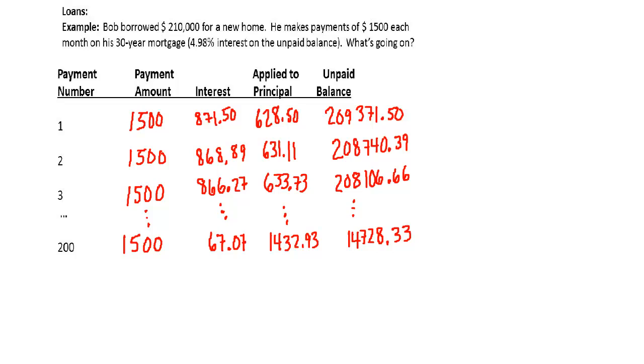So again, just an overview of this chapter. The main concepts to understand are simple interest, compound interest, annuities, and loans.